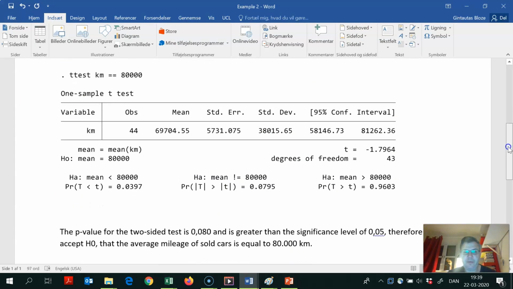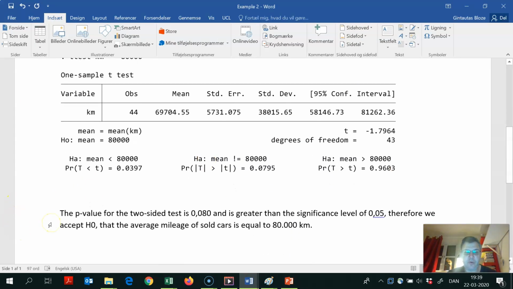So in this case, we have a p-value of 0.08, and it's greater than the given significance level of 0.05. Therefore, we accept the null hypothesis, or we cannot reject it. So the average mileage of sold cars is equal to 80,000 kilometers. At 5% significance level, we could not reject this claim. So we must believe that it's no different from 80,000 kilometers.